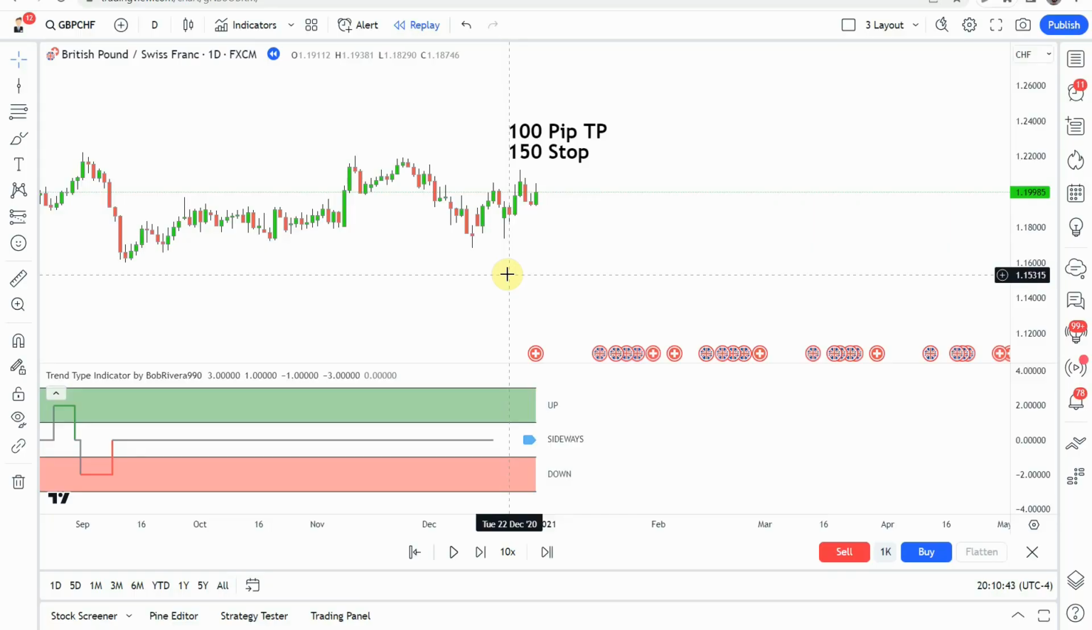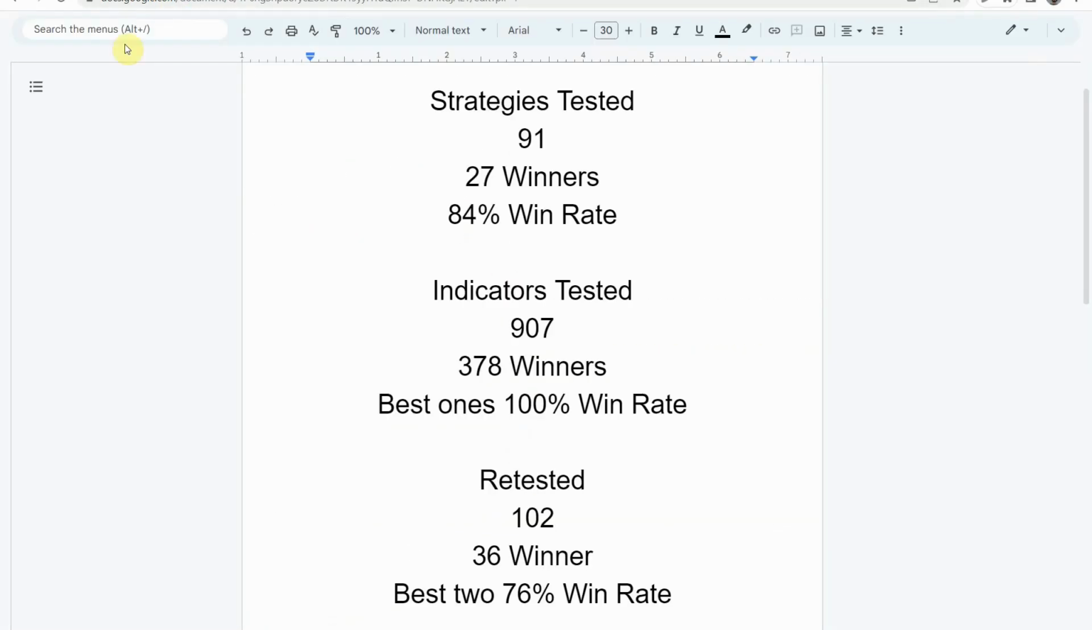Alright, as I said, today we will be testing the trend type indicator. Before we do though, I wanted to put the testing scoreboard up for everyone to see. So to date, we have tested a total of 91 different strategies, with 27 of them being winners. The best one so far was able to achieve an 84% win rate. We've also tested a total of 907 indicators, with 378 of them being winners. The best one so far was able to achieve a 100% win rate.